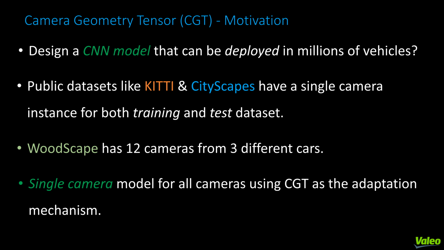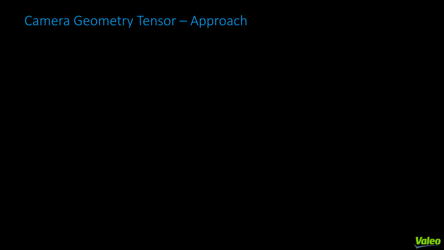We develop a single model for all cameras using a camera geometry tensor as the adaptation mechanism, enabling reuse of data from diverse cameras. The main aim is to convert camera calibration to a pixel-wise tensor and feed it to a CNN model to provide camera-specific adaptation. The proposed camera geometry tensor is inspired by CamConv, which was used to provide calibration-adaptive depth estimation.